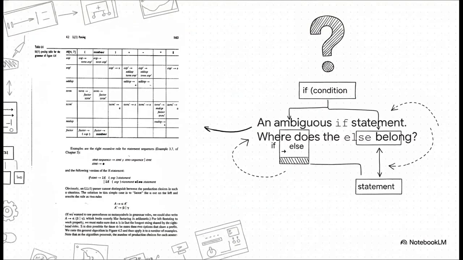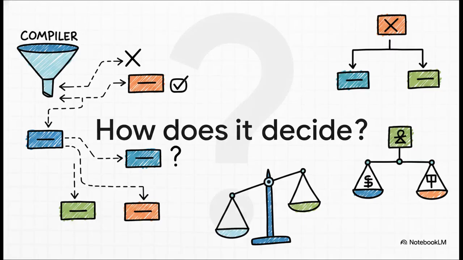And this right here is the classic example of that puzzle. It's famous in computer science, and is called the dangling else problem. So you have an if statement, followed by another if statement, and then a single else. So here's the question. Does that else belong to the inner if or the outer one? Based on the rules of the grammar alone, either one could technically be correct. So how does it decide?